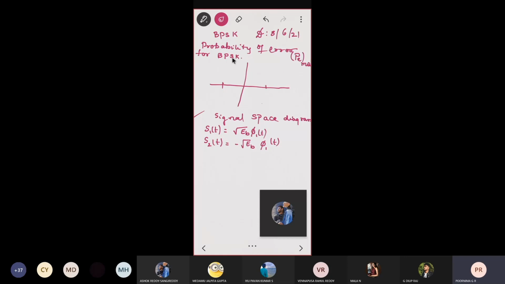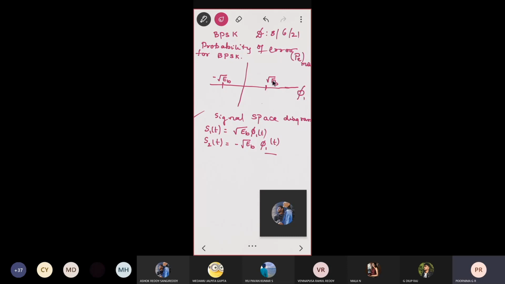When these S1 of t and S2 of t signals are represented in the signal space diagram, the first signal S1 of t has an amplitude of root EB, and the other signal S2 of t has an amplitude of minus root EB. And the axis again is the basis function. Since we are constructing this, how many basis functions do we have? Only one function, that is phi 1.